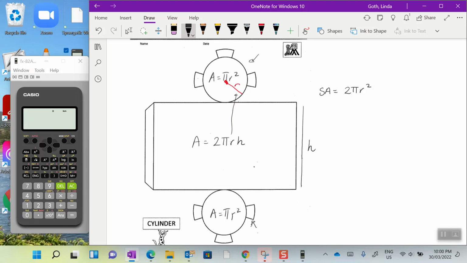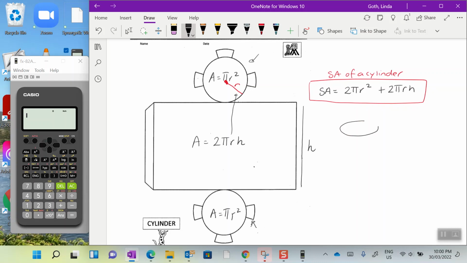So we have to add the area of the rectangle as well. So we've got 2 pi r h. And you'll need to have that formula written somewhere in your book. That's the formula for the surface area of a cylinder. Let's have a look at a quick example for that one.